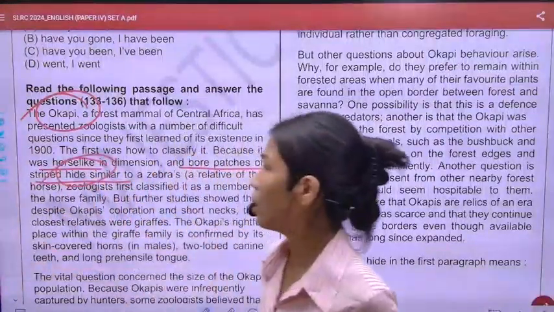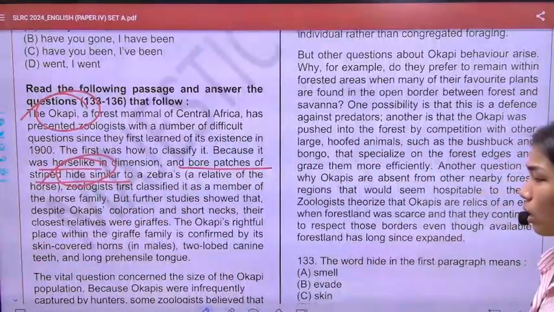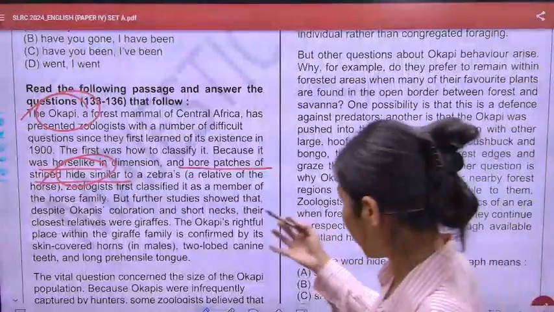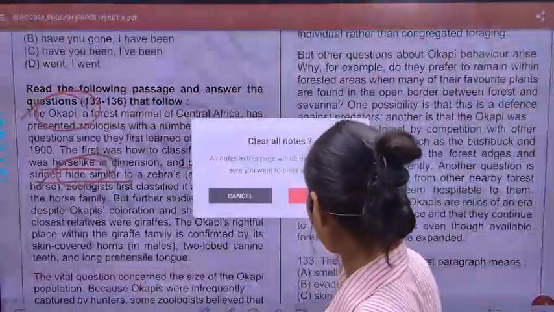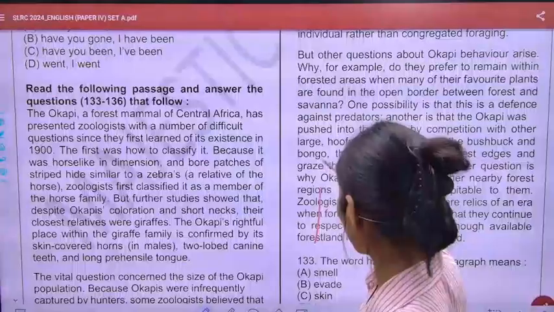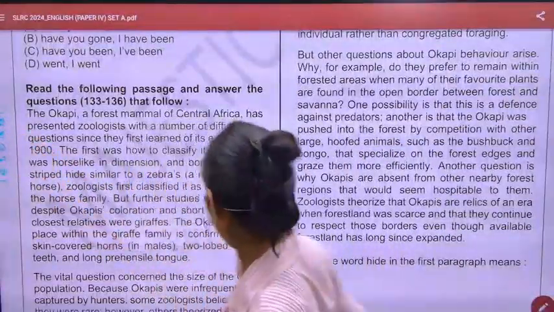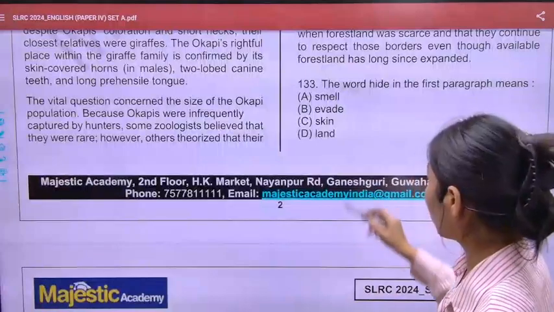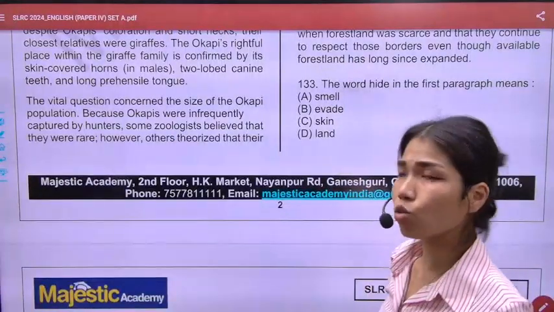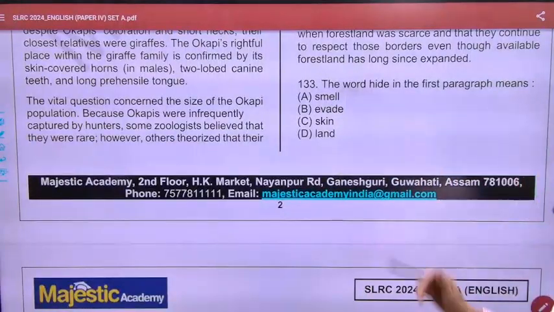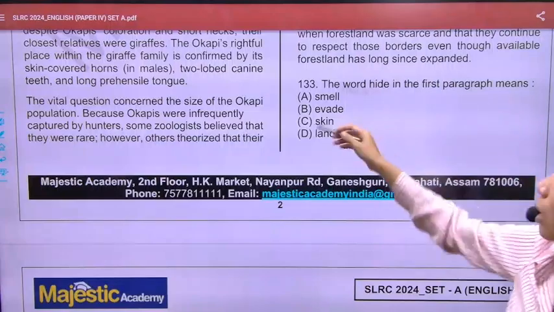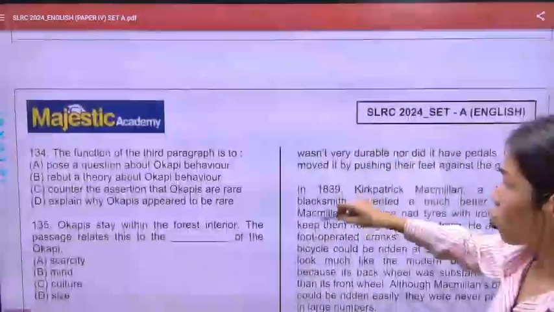So striped hide similar to zebra, it says, okay? So what we can assume from the sentences, what they are trying to talk about, with the options, option C should be the answer for this question. The word hide in the first paragraph means the skin. Okay, let's move to the next question.